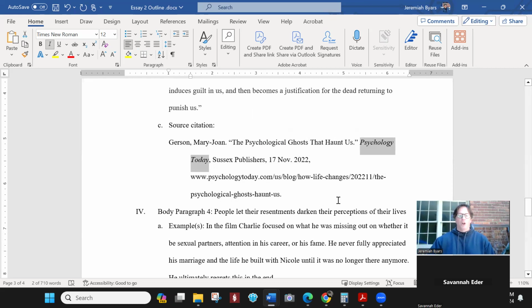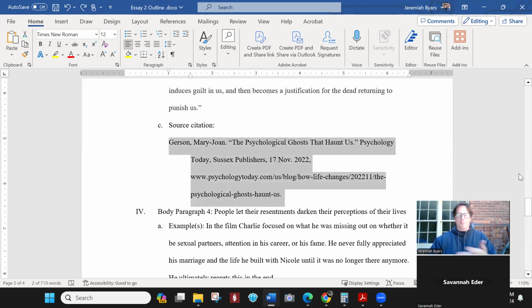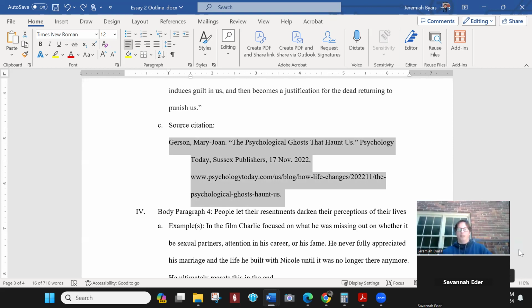So that means don't just take the original and copy and paste it and put it in your works cited page and not do anything with it. It will be incorrect if you do that. So you need to make sure that you do that.